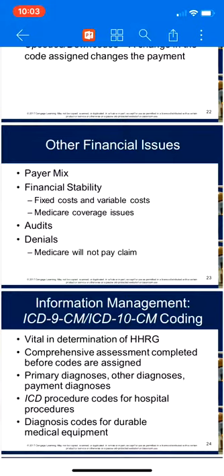In the service industry, such as home health, examples of fixed costs are rent and utilities. Variable costs vary in proportion to the services provided. For example, when visits increase in number, the costs associated with visits, such as labor cost and transportation cost, also increase. Dropping down to the bottom, audits and denials.